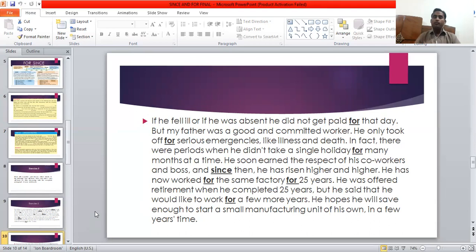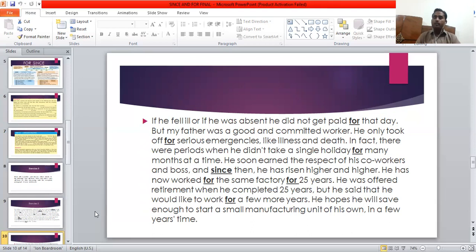Next is, if he fell ill or if he was absent, he did not get paid for that day. But my father was a good and committed worker. He only took off for serious emergencies like illness and death. In fact, there were periods when he did not take a single holiday for many months at a time. He soon earned the respect of his co-workers and boss. And since then, he has risen higher and higher. He has now worked for the same factory for 25 years.